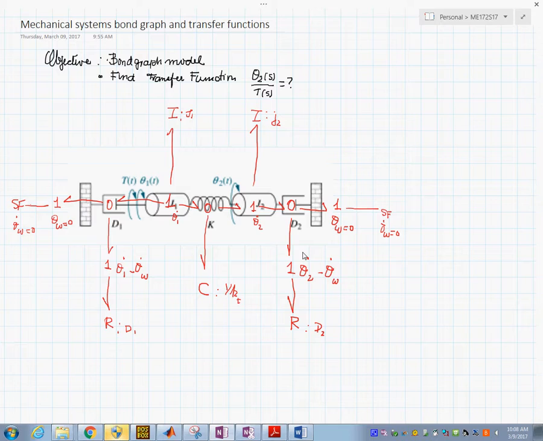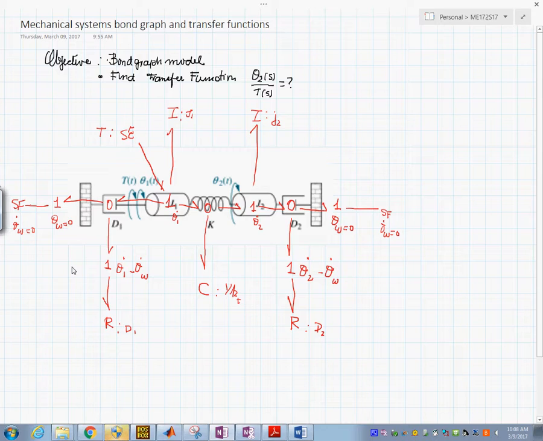Right now, let's keep in mind our objective. Our objective is theta sub 2 dot in relationship to the input, which is the torque. And how do we represent that? In here we have that input, which is a source of effort, this torque with value T.